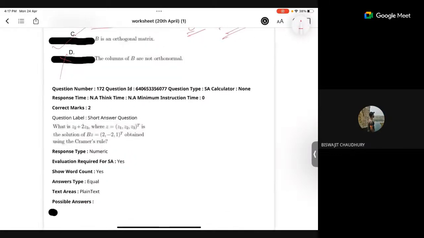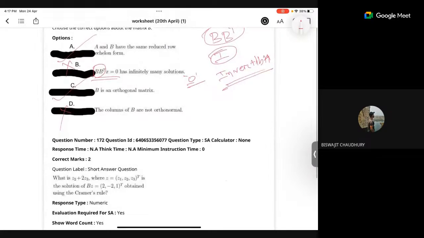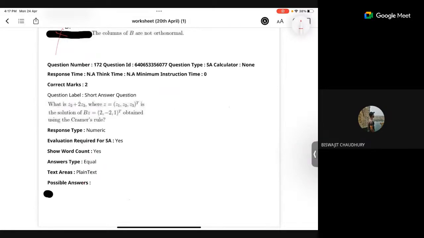Okay, so now try to solve this question. Is it clear to everyone? Okay, solve this one.